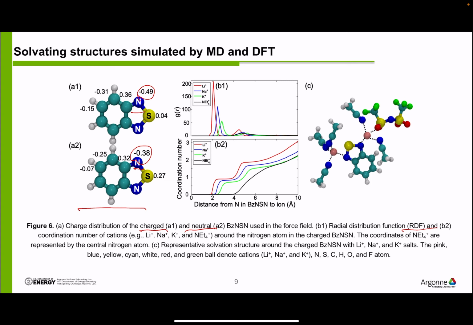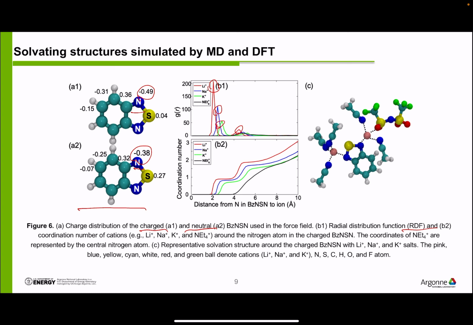So this red peak is sodium, I mean, it's lithium. Actually, it is the closest peak to the nitrogen, and then this is sodium, and this is potassium. Another thing we have observed is a second peak from those ions, meaning there are actually two ions coordinating to one redoxmer.